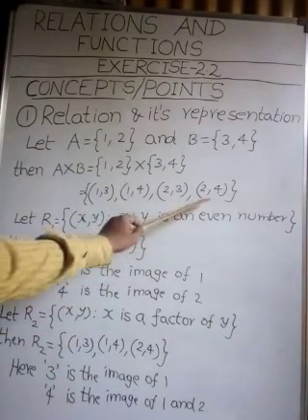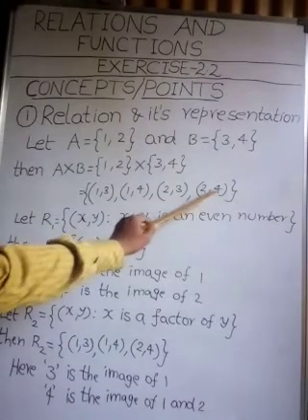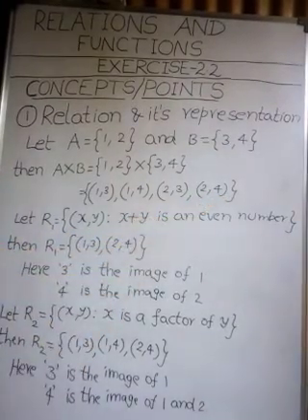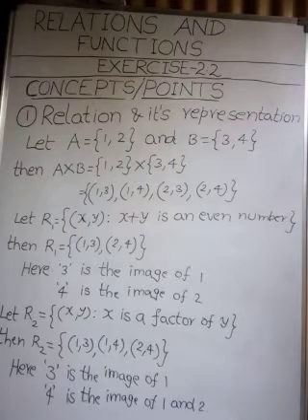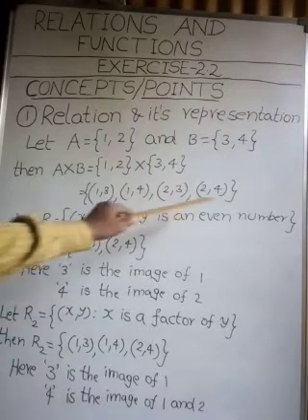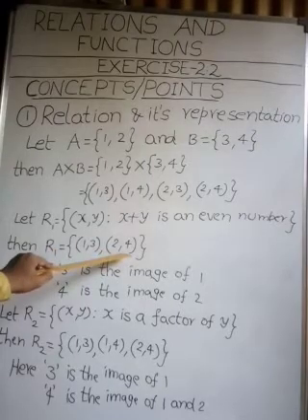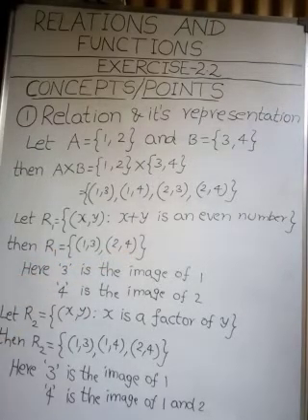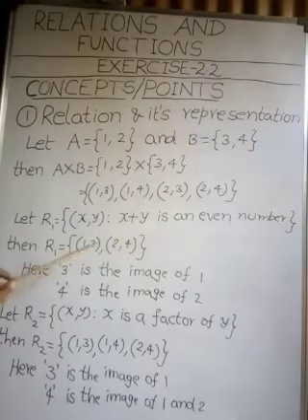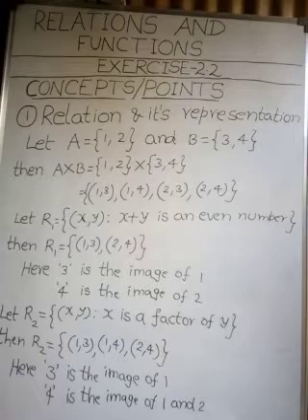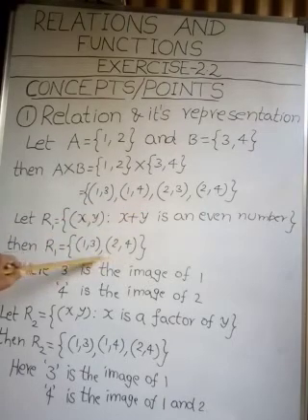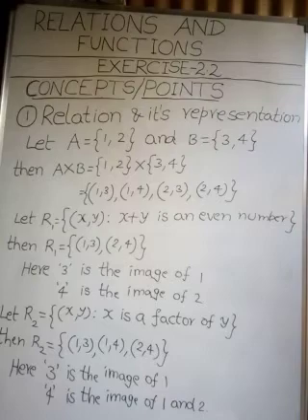Right. Next we take this ordered pair. Ordered pair 2, 4. 2 plus 4. What will you get? 6. Is it an even number or not? Yes. It is an even number. So we should consider this ordered pair in R1. I wrote ordered pair 2, 4 in R1. So only these two ordered pairs in this A cross B satisfy this relationship. Understood this R1, my dear children?